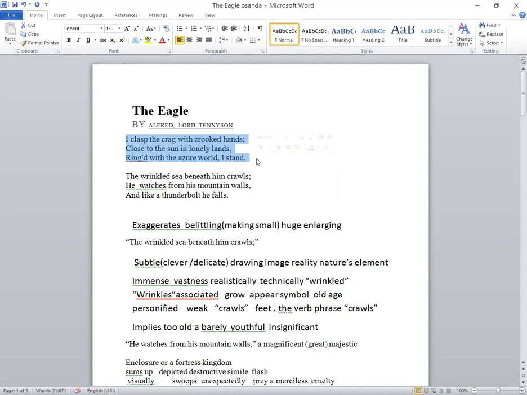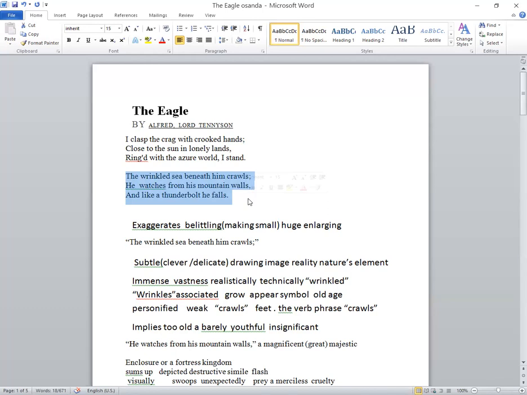Now, how many lines are there in one stanza or one verse? 3 lines. Even the second stanza has 3 lines. There is a system, regularity, a method in writing these verses. There are 2 stanzas. Each stanza has 3 lines.